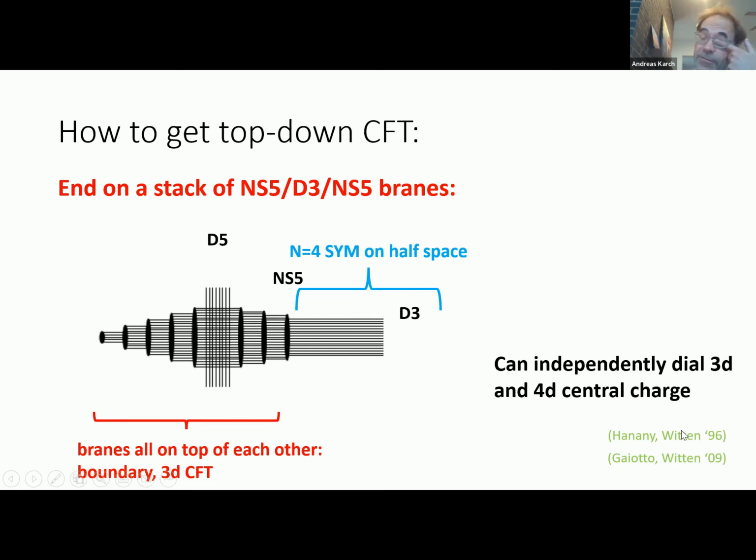These pictures were first drawn by Hanany and Witten a long time ago. And then Gaiotto and Witten basically gave a complete classification of these CFTs that we can get this way. And you can independently dial the 3D and 4D central charge depending on how many semi-infinite D3 branes to take and by how complicated the sandwich is.